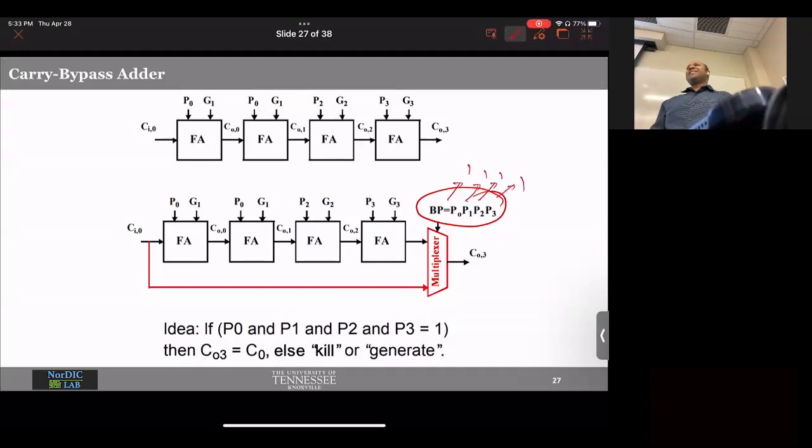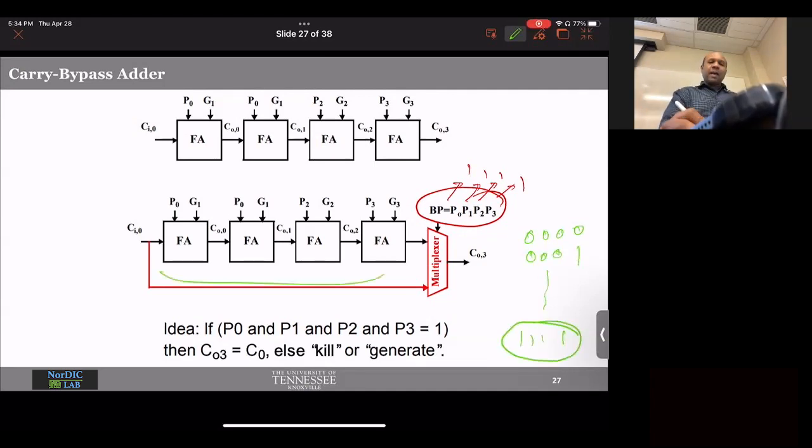Imagine. Pretty small, like 1 in 16 maybe, if you think about it, right? There could be 16 possible combinations: 0, 0, 0, 0, 0, 0, 0, 1, and so on, up to 1, 1, 1, 1. Only when you have this last one do you activate the bypass. Other than that, you never use it.